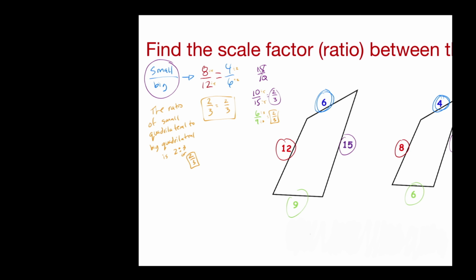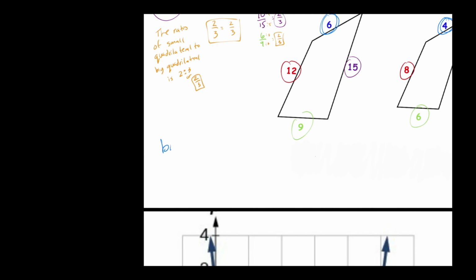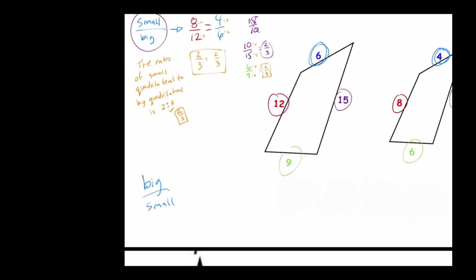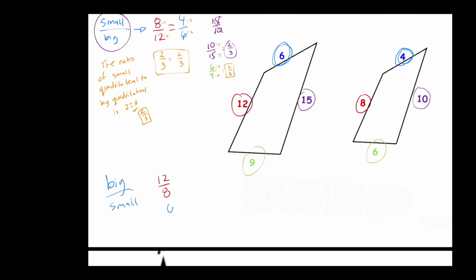But mister, yes, I don't like the small on the top and the big on the bottom. I did big to small. Well, that's fine. So let's look at that, big to small. That means you did 12 over 8. That means you did 6 over 4. That means you did 15 over 10. And that means you did 9/6.